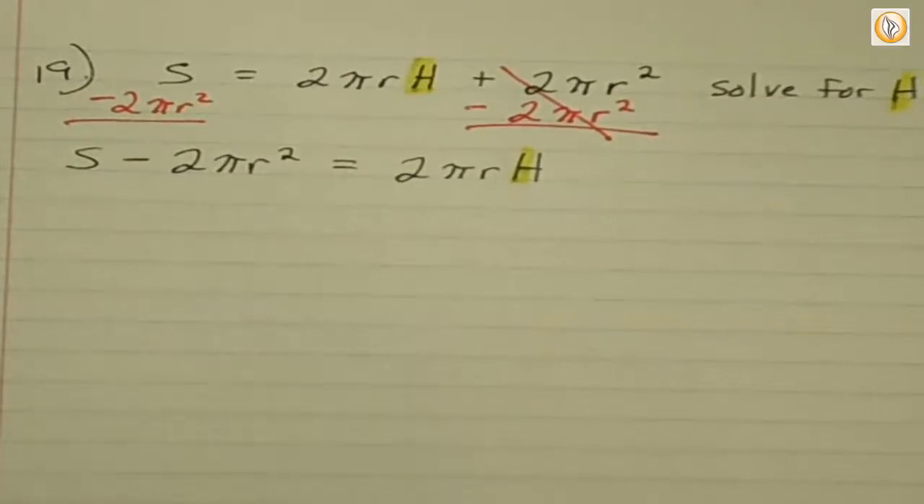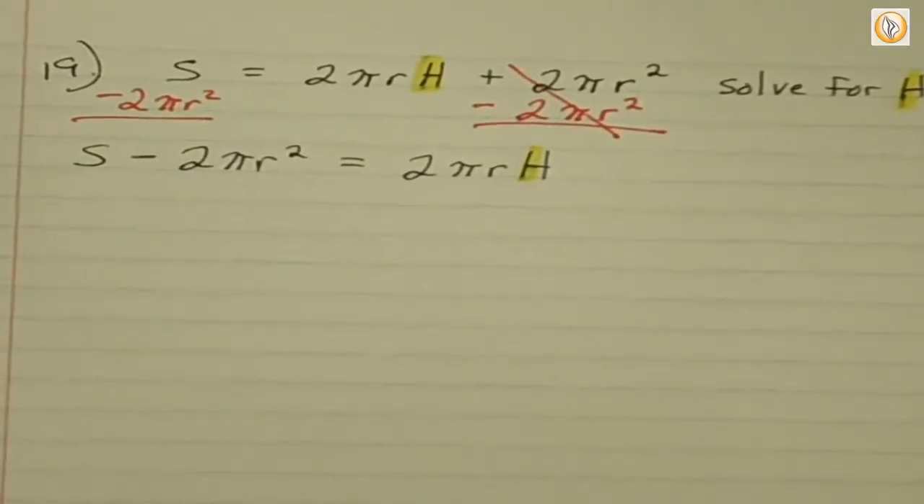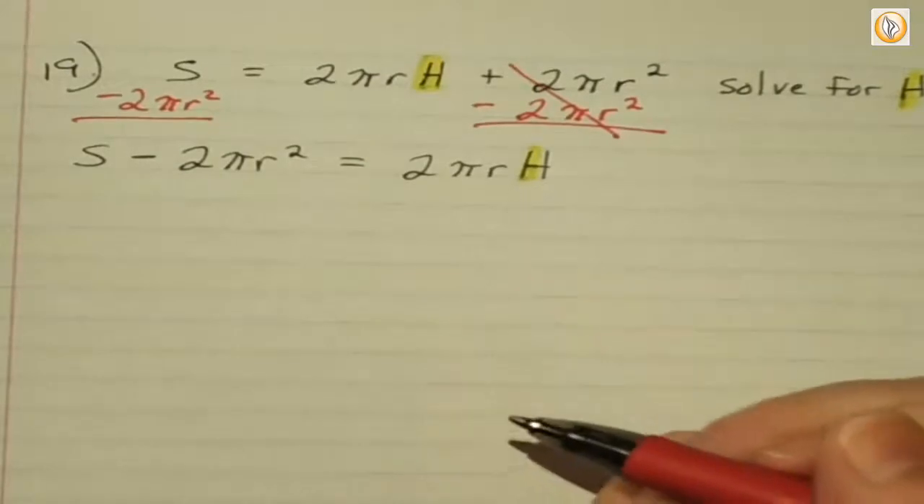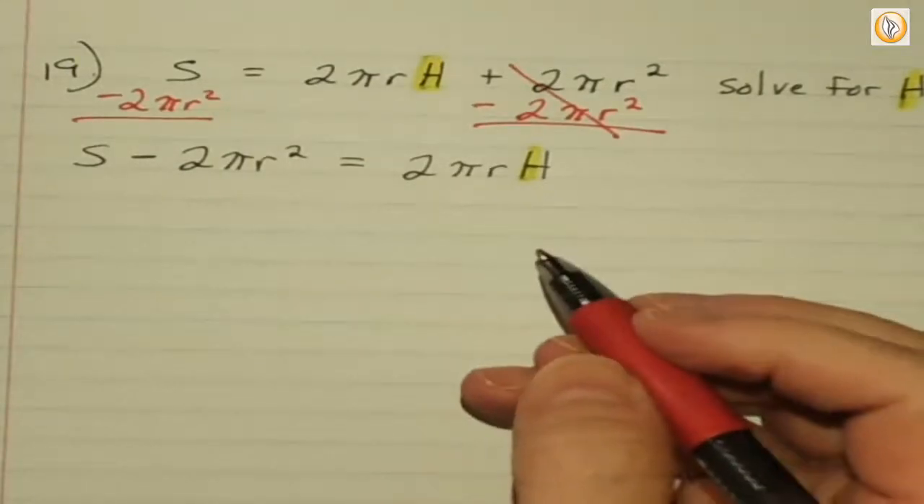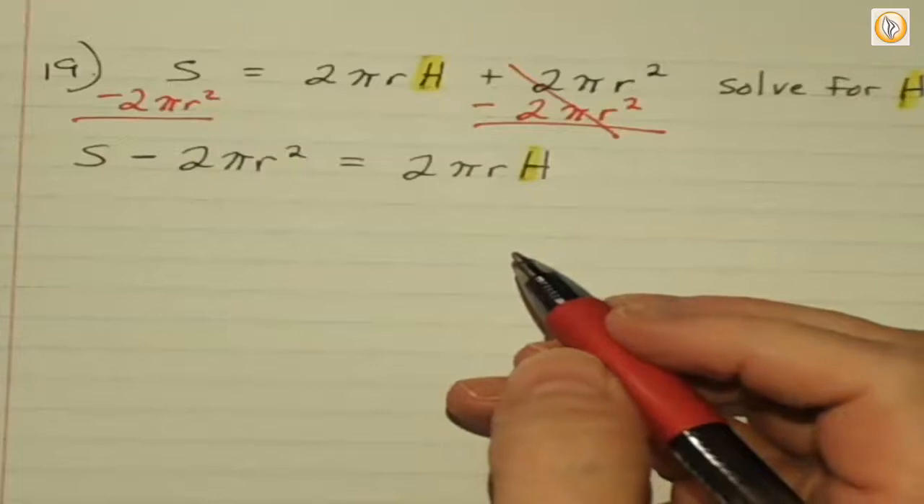Okay. Now, Gabby, what do you think? We got to have H all by itself. We're going to divide both sides by 2 times pi r.